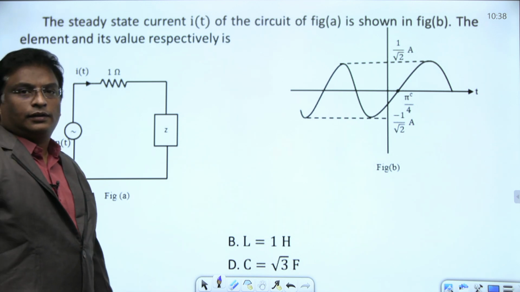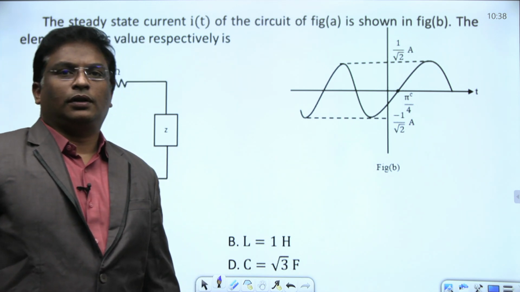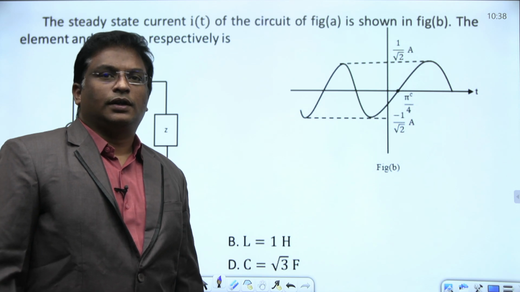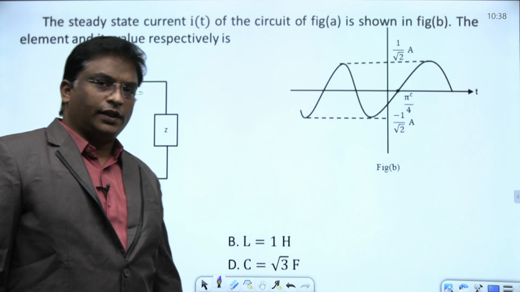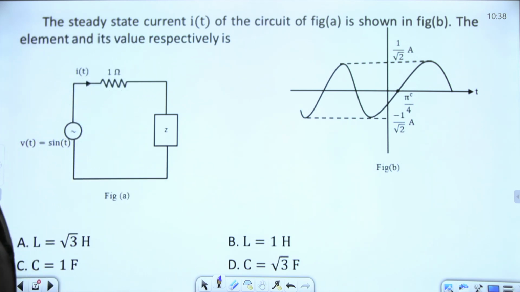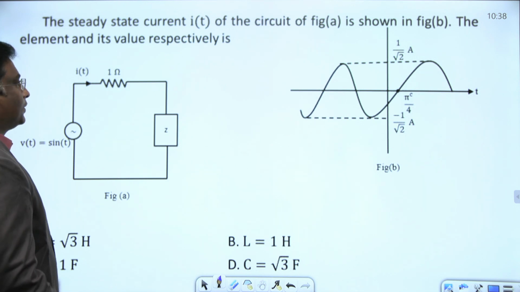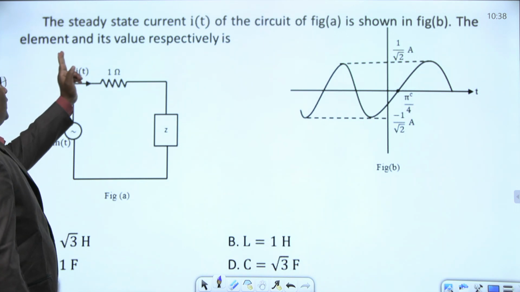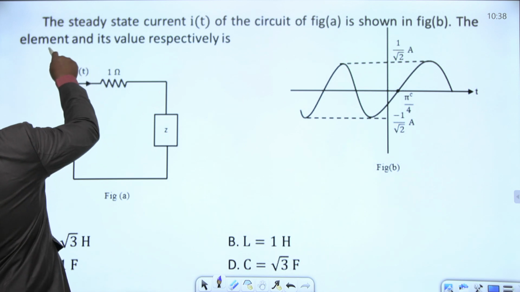Here we got all these questions from the memory-based recollections of the students. They appeared for the exam and they have sent some questions to us. Maybe the question may sometimes be incomplete. The element and its value means they are asking about Z.